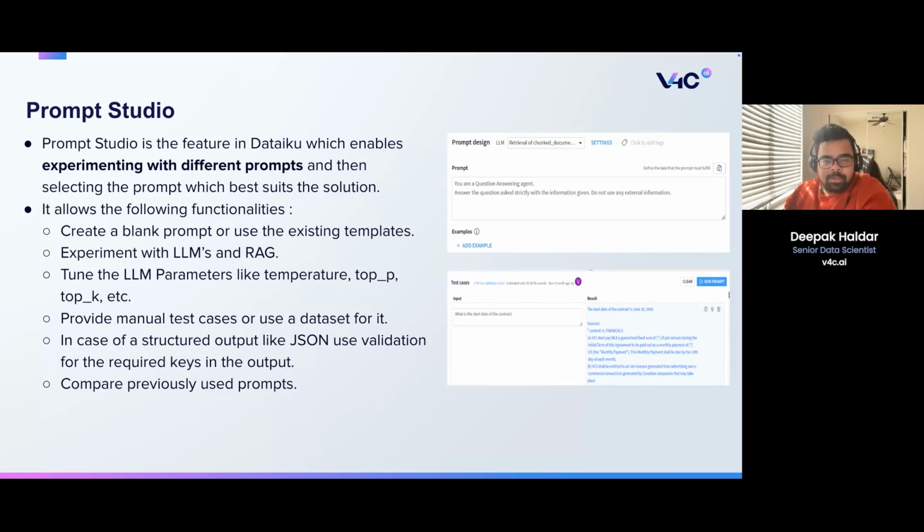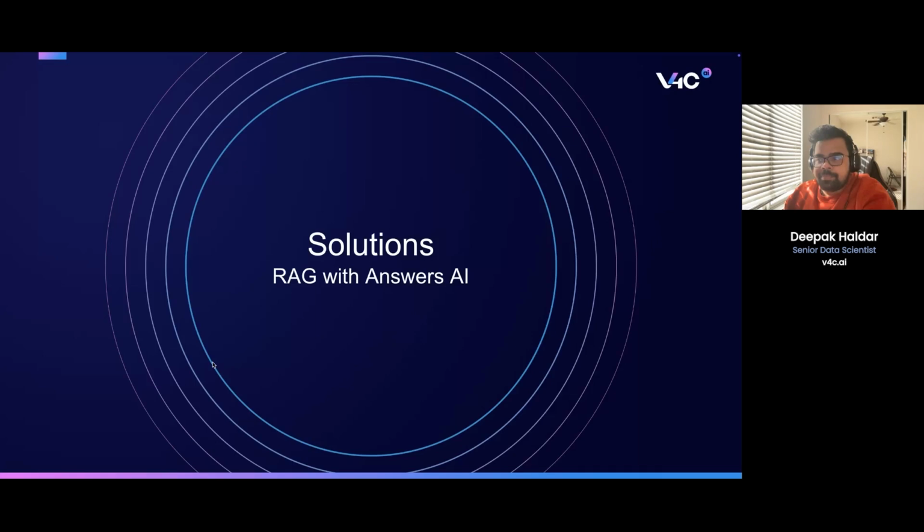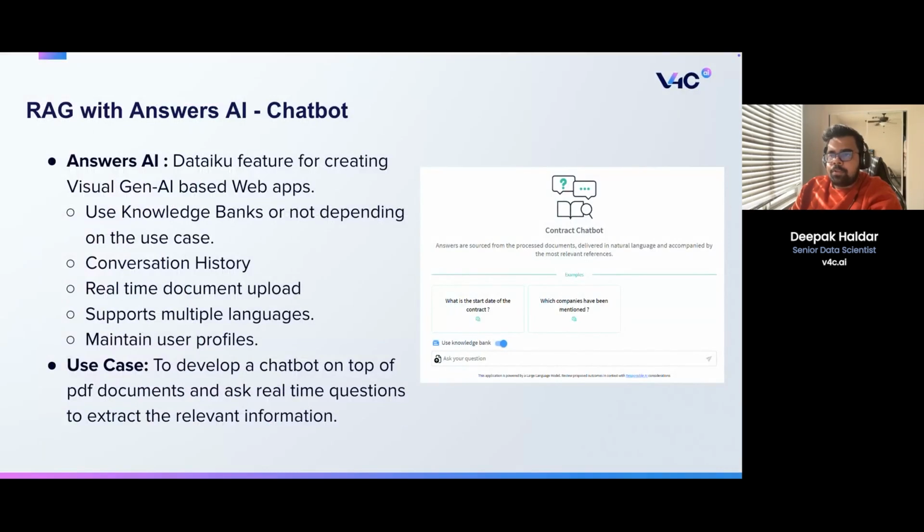So in short, Prompt Studio simplifies the process of designing and optimizing prompts, making it easier to get accurate, relevant, and reliable results from your LLM workflows. Now, with all this understanding, we'll go through the demo of RAG with Answers AI chatbot.